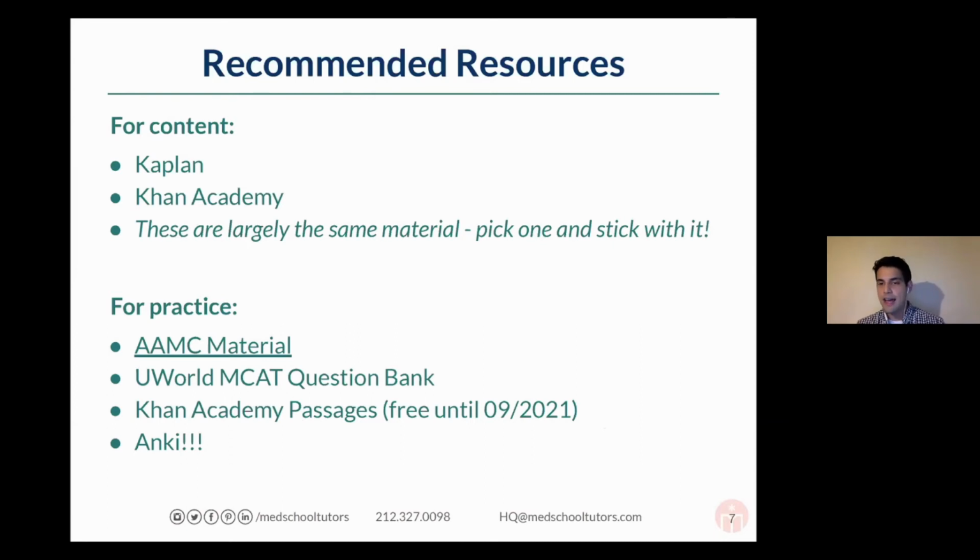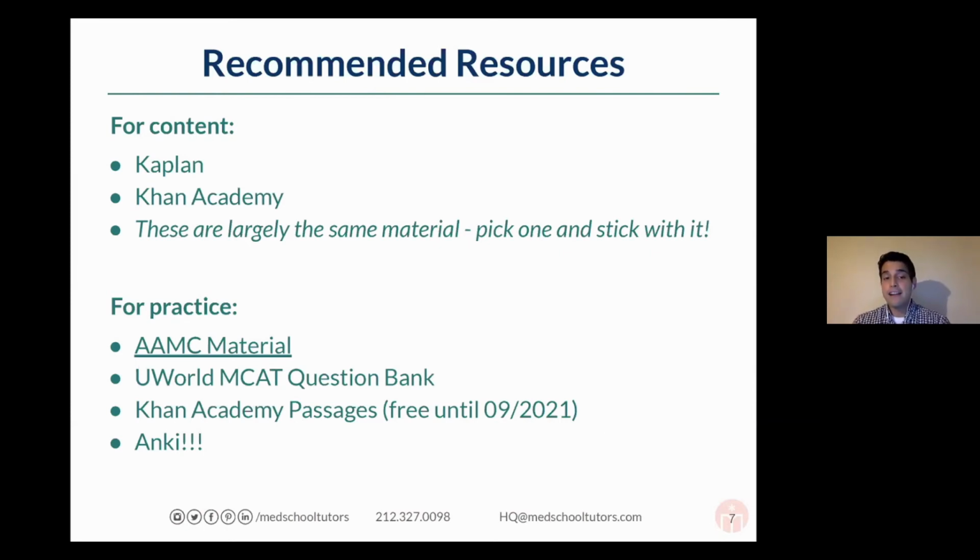And I saw that someone asked a question if all the Khan Academy MCAT stuff is only available until September 2021. And yes, that is, unless I'm mistaken, I'm 99% sure that all that content is going to be removed from the website in September 2021, unfortunately. I don't know what the fate of that stuff is, whether it's going to be behind a paywall or on some other website. I'm not sure, but I just know at this point it's going to be removed from Khan Academy in September 2021.